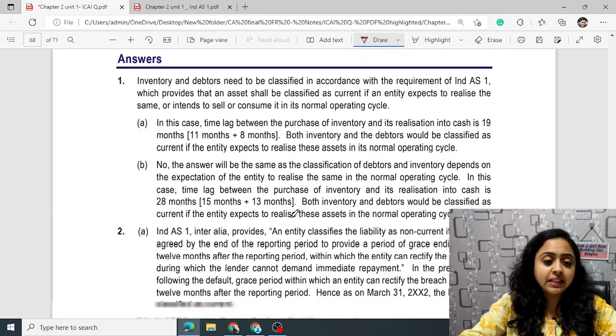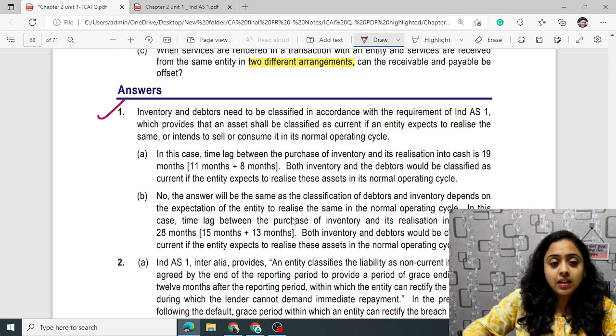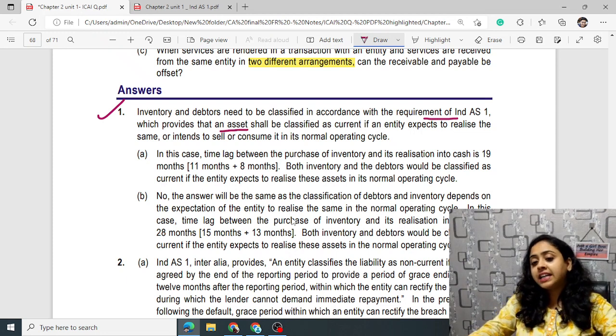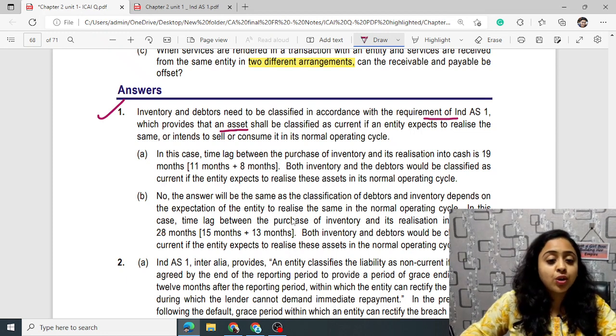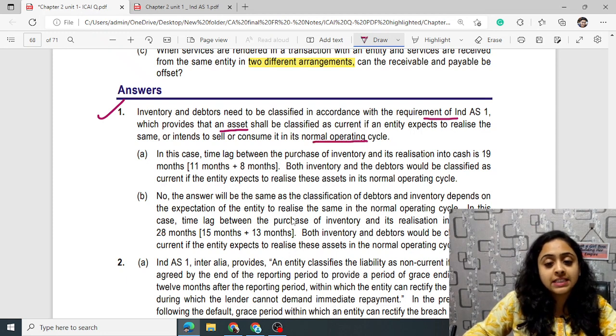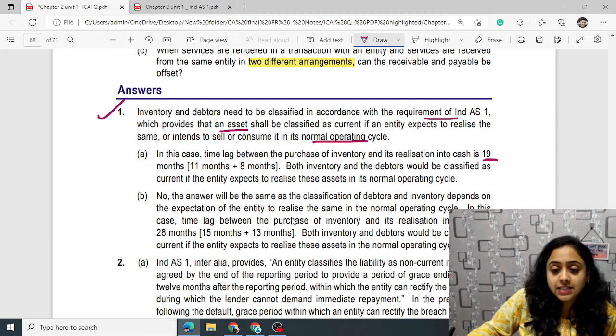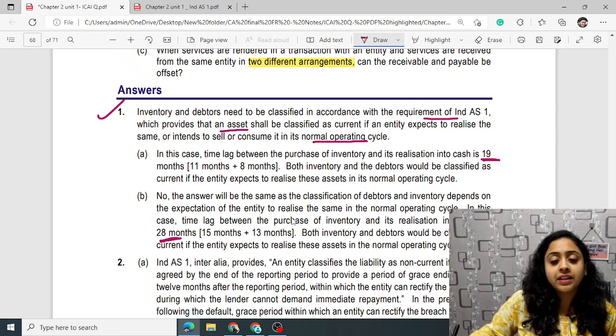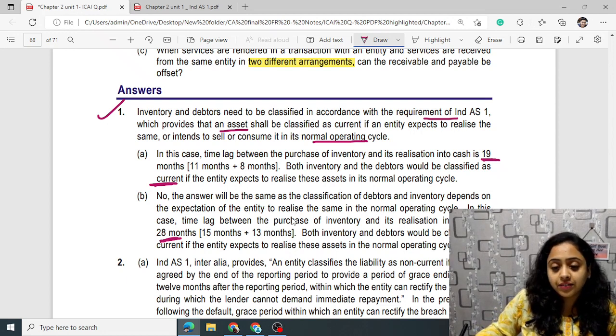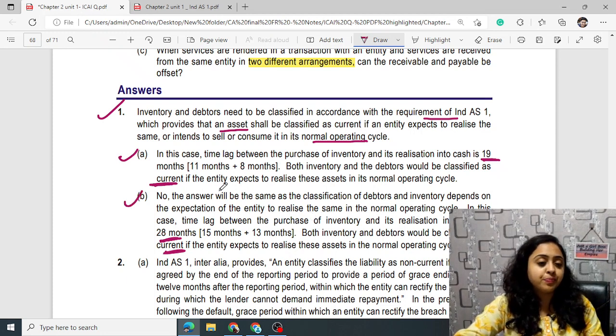Page number 2.68. These are to be classified in accordance with the requirements of Ind AS, which provide that an asset shall be classified as current if an entity expects to realize it, or intends to sell or consume it, in its normal operating cycle. Here it is 19 months and here it is 28 months. Since these are expected to be realized within the operating cycle, they are classified as current. Please read this answer. Let me know in case of doubt.